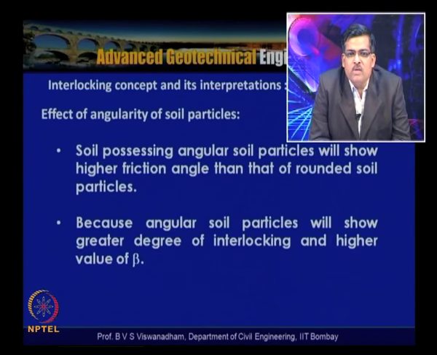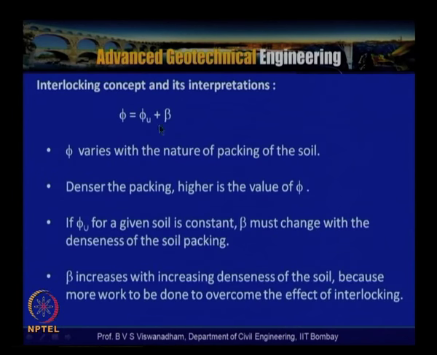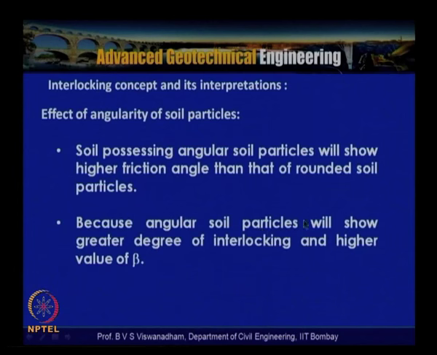Now the effect of the angularity of the soil particles. Soil possessing angular soil particles will show higher friction angles than rounded soil particles, because angular soil particles will show a greater degree of interlocking. So beta will be high for angular soil particles because of the greater degree of interlocking.